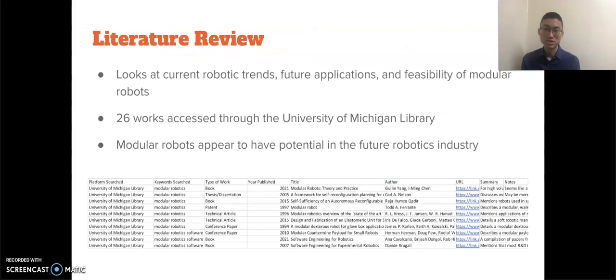I've also done a literature review that looks at current robotic trends, future applications of robotic arms, and the feasibility of modular robots. I've looked at 26 works through the University of Michigan Library, and it seems like modular robots have potential applications in future robotics industries.